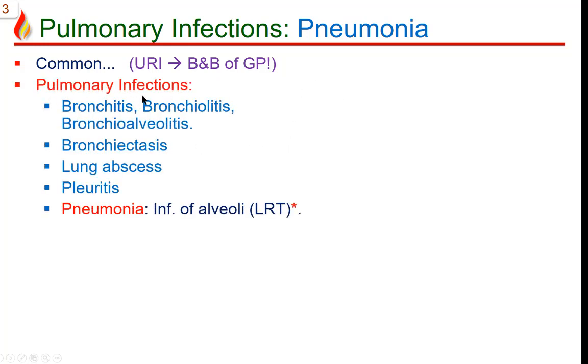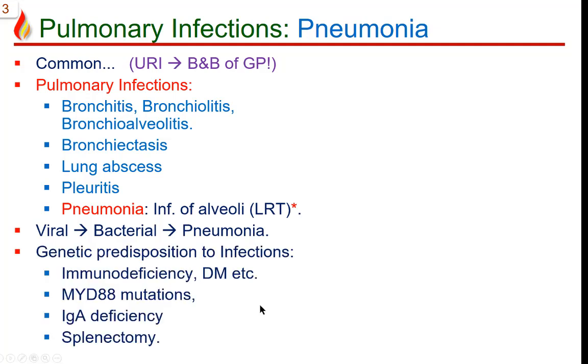Now, pulmonary infections are many: bronchitis, acute, chronic, bronchiolitis, bronchoalveolitis, bronchiectasis, lung abscess, pleural infection, pleuritis, but we will cover pneumonia, inflammation of alveoli primarily. Usually, pneumonias result from a primary viral infection which predisposes to bacterial overgrowth and then causes bacterial pneumonia. But viral pneumonias and bacterial pneumonias can occur separately.